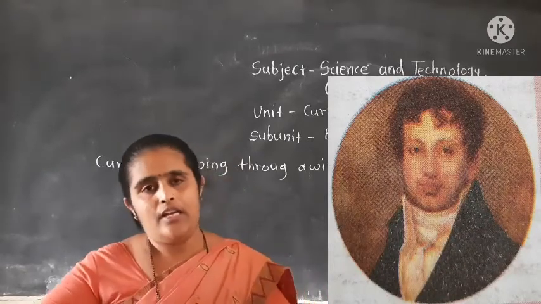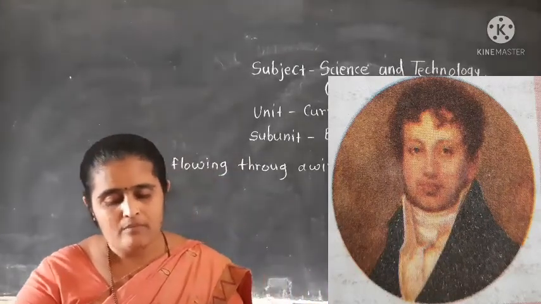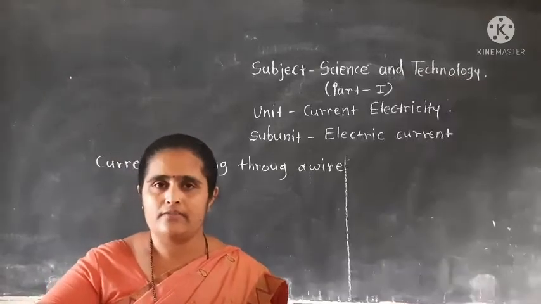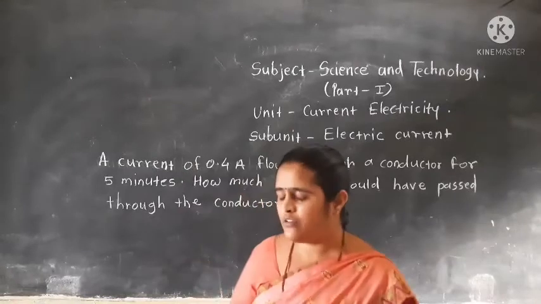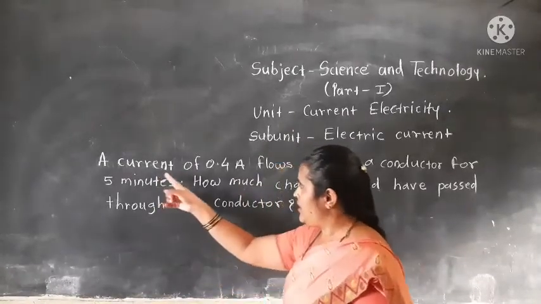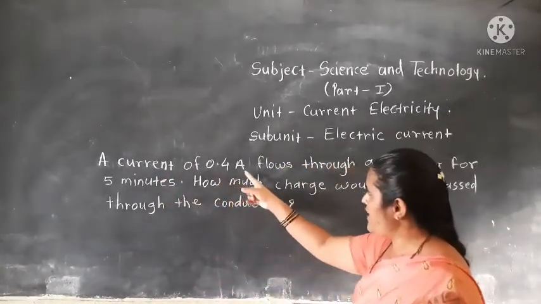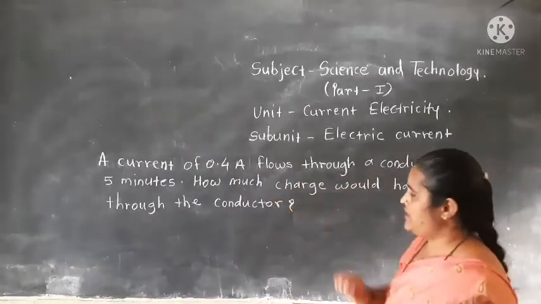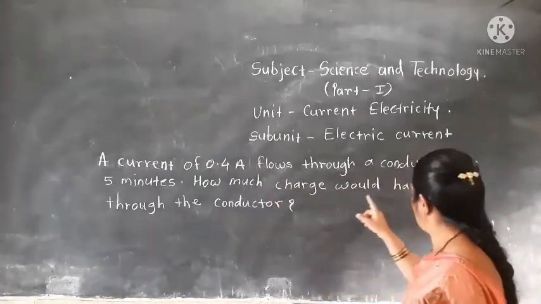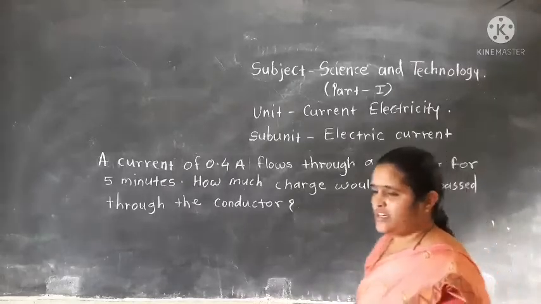So students, let's solve one example based on the current. The example is: a current of 0.4 ampere flows through a conductor for 5 minutes. How much charge would have passed through the conductor?